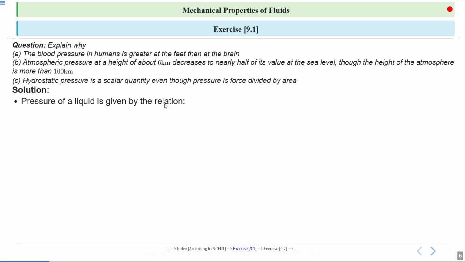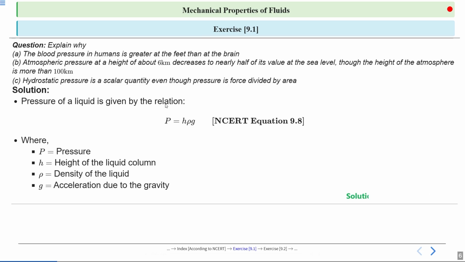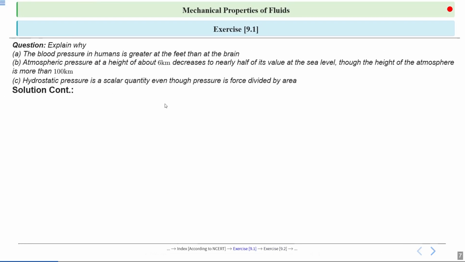The pressure of a liquid is given by the relation P equal to H rho G, where P is the pressure, H height of the liquid column, rho density of the liquid, G acceleration due to gravity. Alright. Now, first, or we can say A, we have discussed about blood pressure.